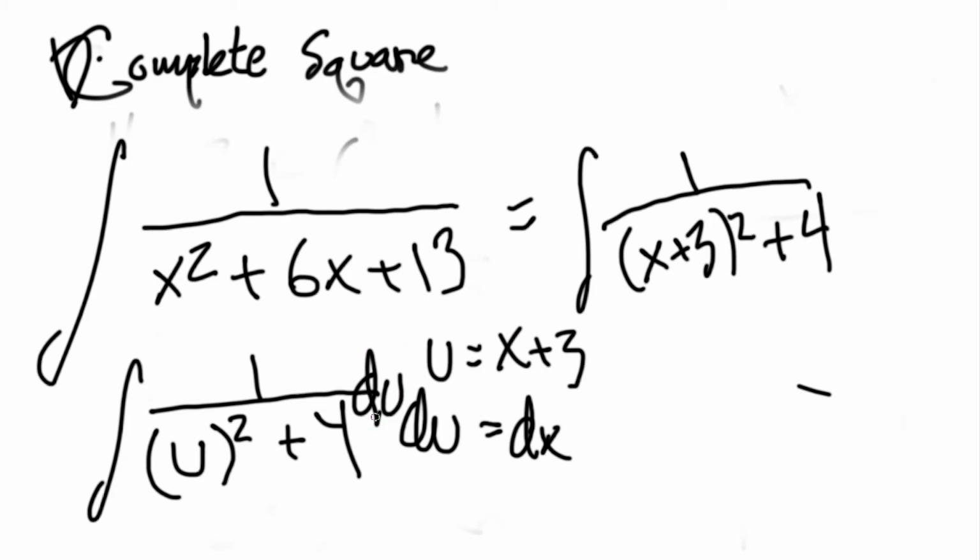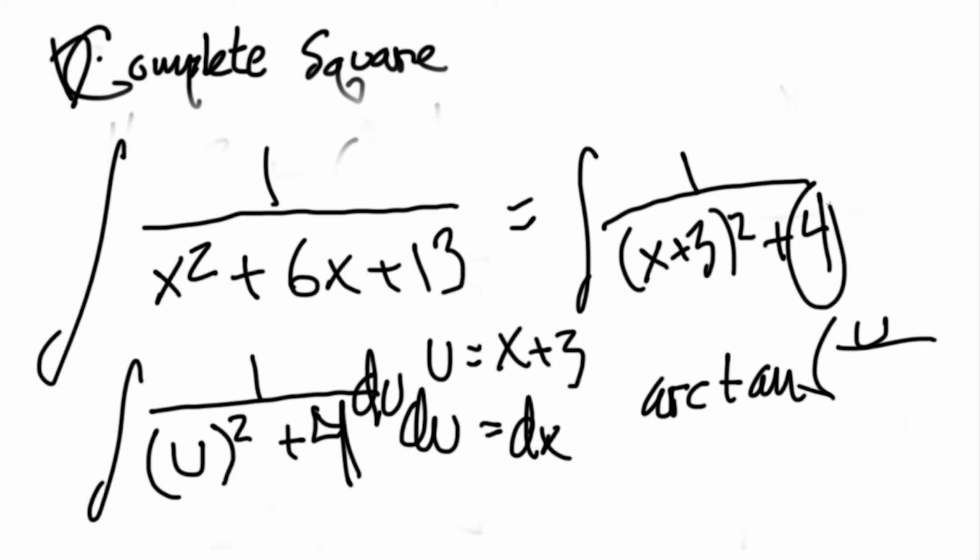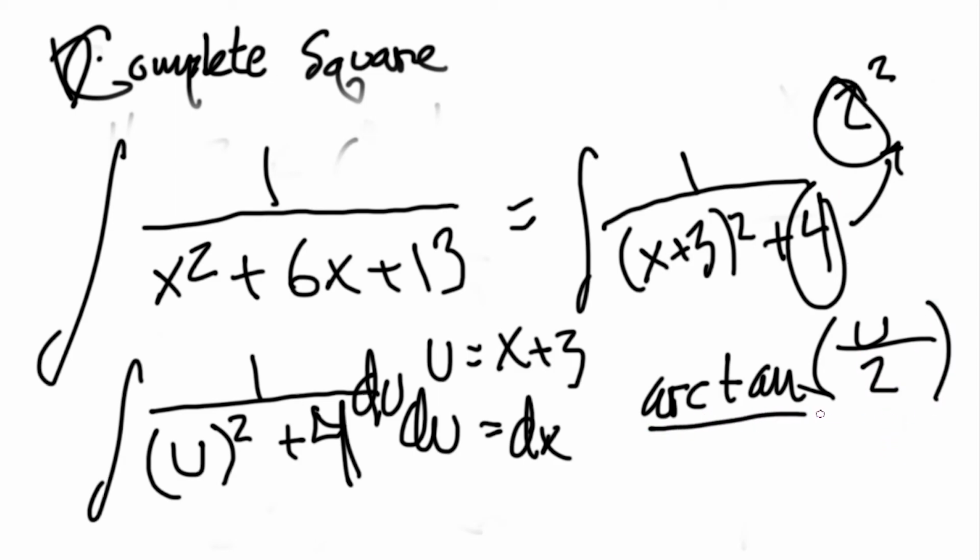And this should look familiar. This is a form for the arctan. The integral of this is just going to be arctan of u over a, and right here, this 4 is equal to 2 squared. So our a is going to be 2. U over 2, divided by a again, which is 2. And if you don't remember this, just scroll back a little bit in the video to when we discussed this before, right? And now we sub our u back in.